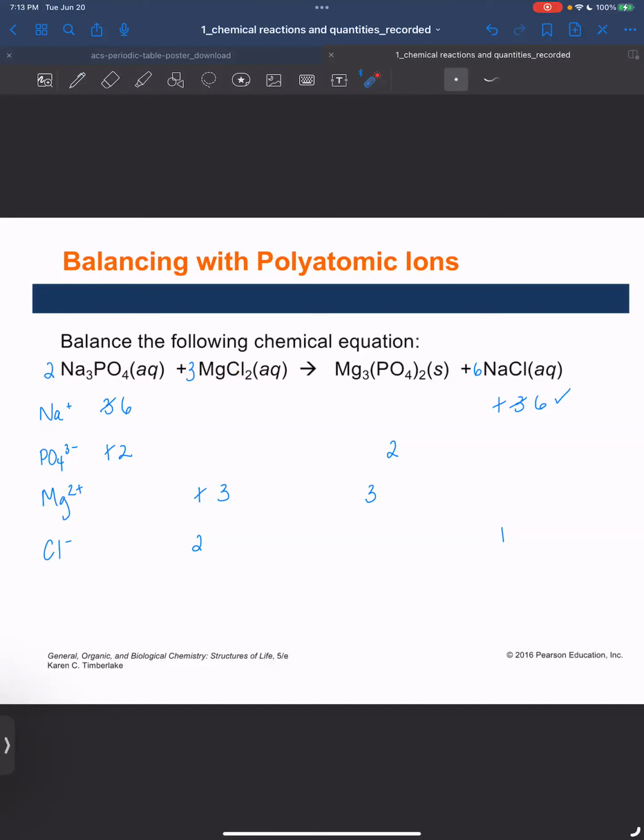3 times 2 is 6. And so therefore over here, I also have 6, because remember the coefficient goes throughout the entire molecule there. So I have 6 chlorines. So that worked out in the end. So they all worked out. The stoichiometric coefficients for this equation are 2, 3, 1, 6.